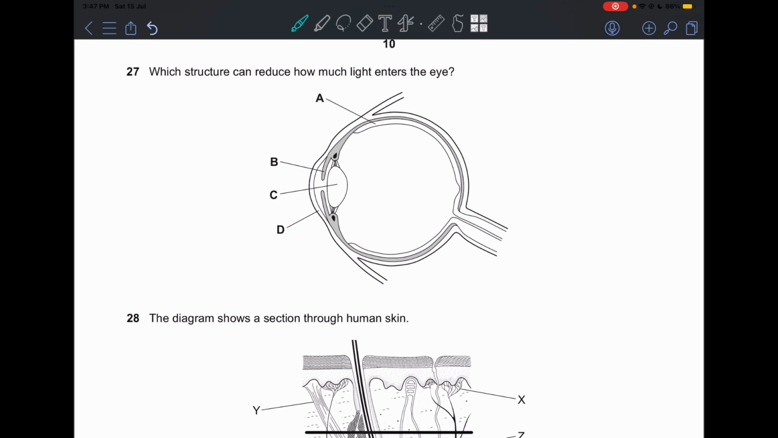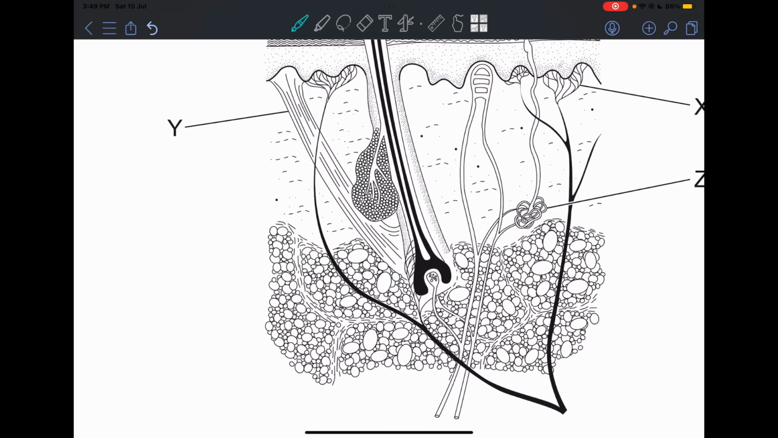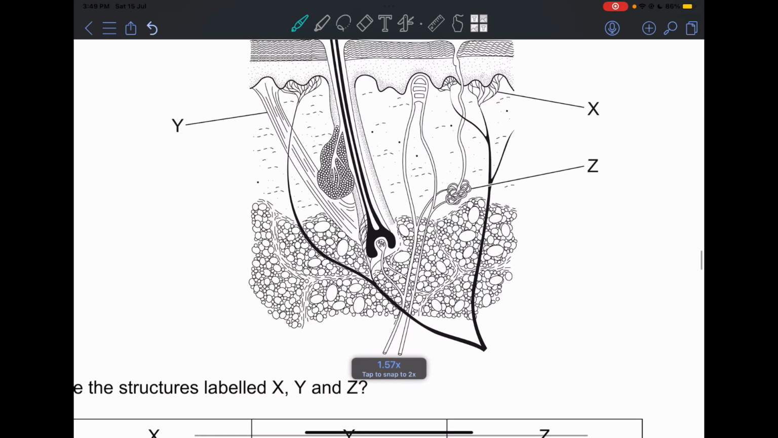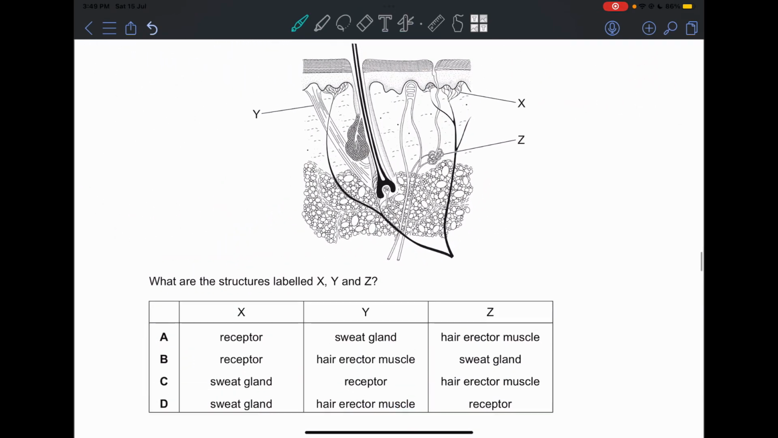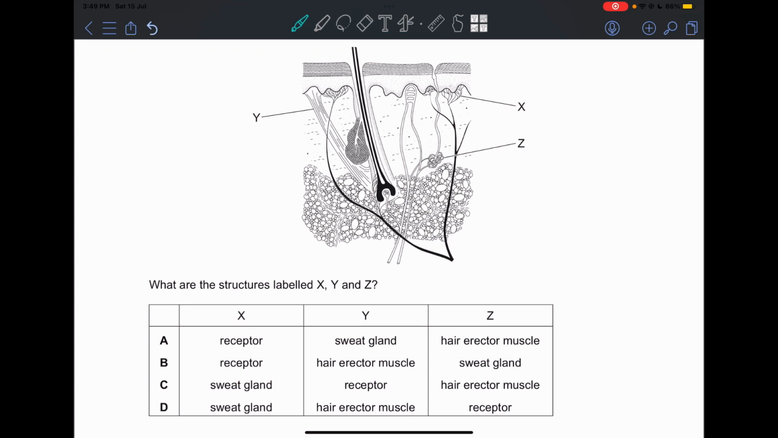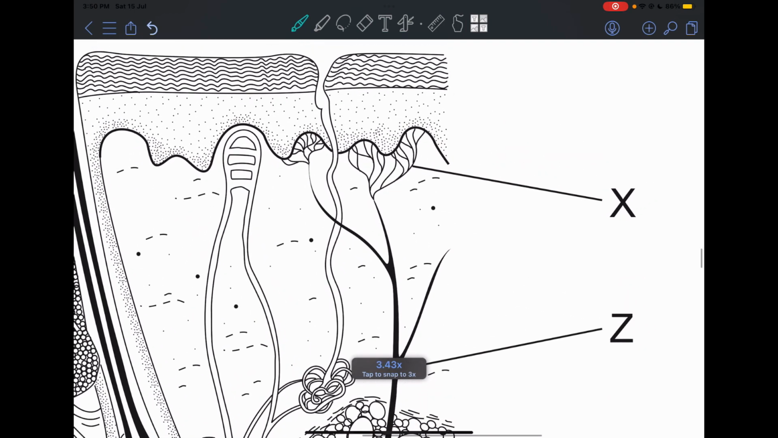27. Which structure can reduce how much light enters the eye? Of course, we all know this is the iris, so our answer is going to be B. 28. The diagram shows a section through human skin. What are the structures labeled X, Y, and Z? Now, I can see that Y is actually a hair erector muscle because it looks like a muscle over here. And I can see that Z is actually a sweat gland. So I'm going to be choosing Y as a hair erector muscle and Z as a sweat gland. This is exactly B. And we know that X as well is a receptor because it is near the surface of the skin.